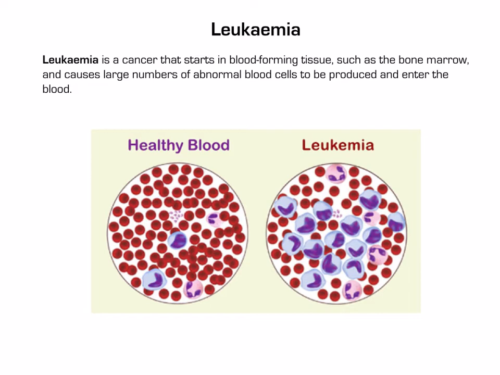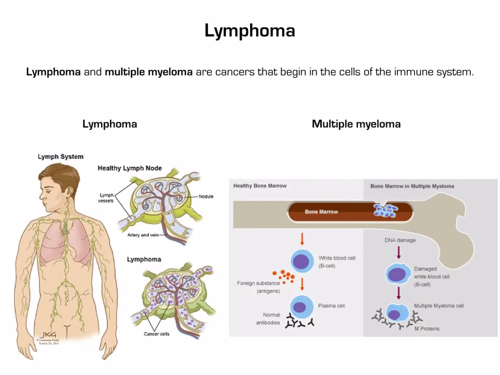Leukemia is a cancer that starts in the blood-forming tissue, such as bone marrow, and causes large numbers of abnormal cells to be produced and enter the blood. Lymphomas are cancers that affect the lymphatic system. Lymphomas arise when developing lymphocytes, a type of white blood cell, undergo a malignant change and multiply in an uncontrolled way. Over time, lymphoma cells replace normal lymphocytes, weakening the immune system.